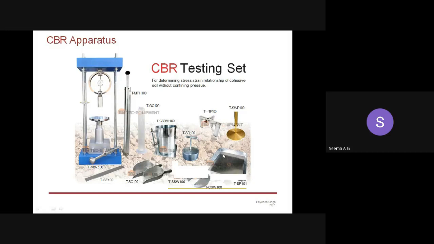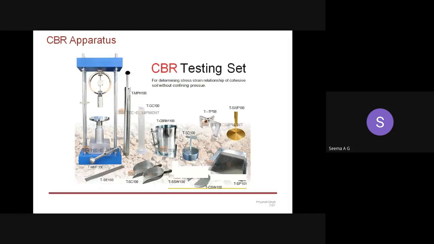And you have a tray for mixing the soil sample, for mixing the soil with water. So these are the equipment you need. Then we have a jar for measuring, for taking the sufficient quantity of water, etc. So these are the equipments you need for the preparation of soil sample.